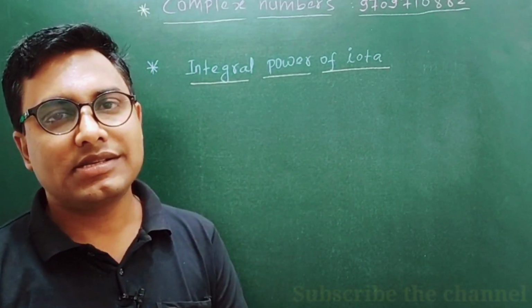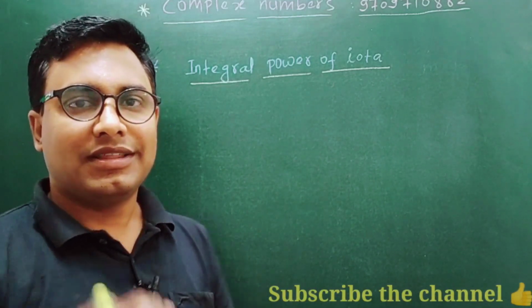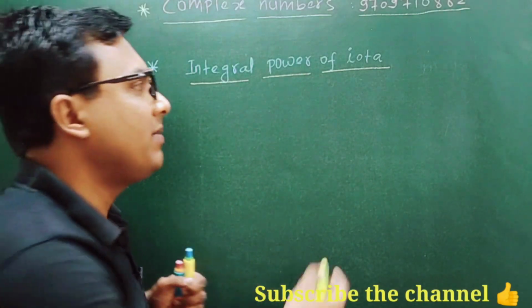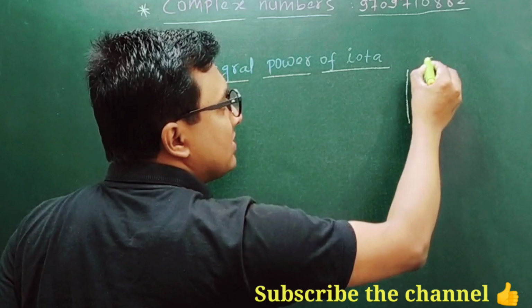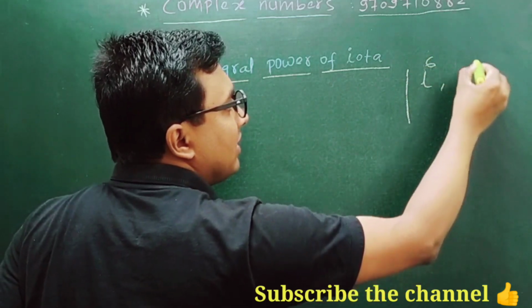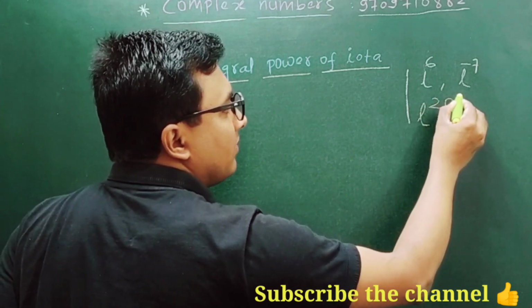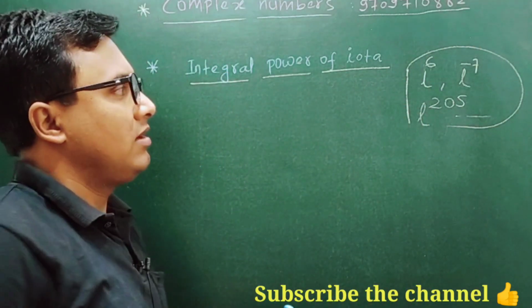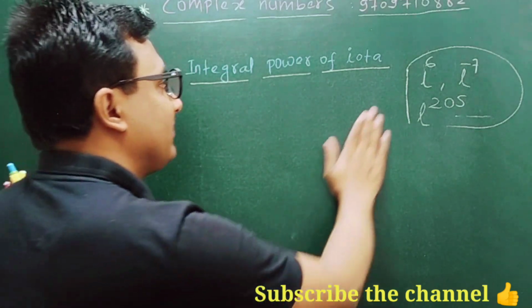As you know, we are studying complex numbers, and now the next topic is integral powers of iota. That means how can we find the value of iota to the power 6, iota to the power minus 7, iota to the power 205, like this. So watch the complete video for this concept. See here.